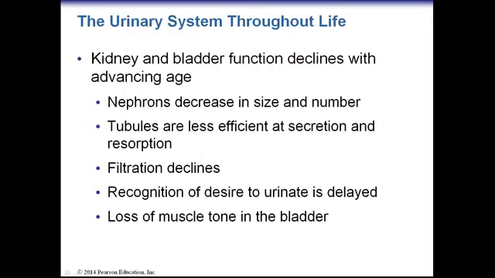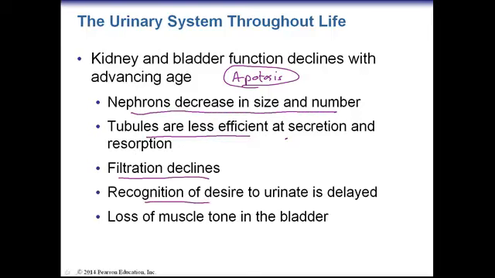As we get older, the kidney and bladder function declines. That's because cells undergo apoptosis, which I've said a million times. And when certain cells die, then the other cells have to pick up what was lost by those cells. So function declines. Nephrons decrease in size and number. Tubules are less efficient. Filtration declines. Recognition of desire to urinate is delayed, so that's why they wet their bed. And loss of muscle tone in the bladder. That's it for now.